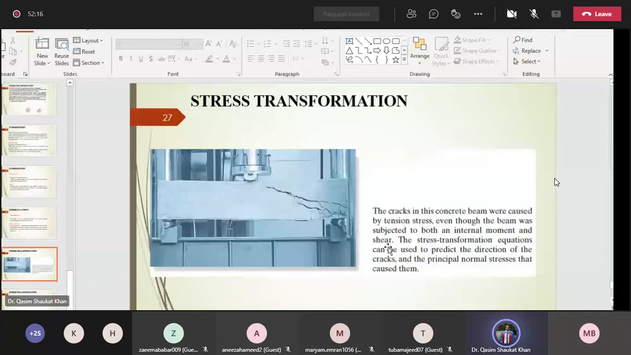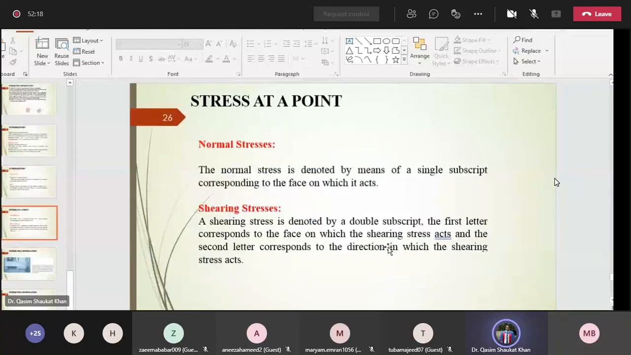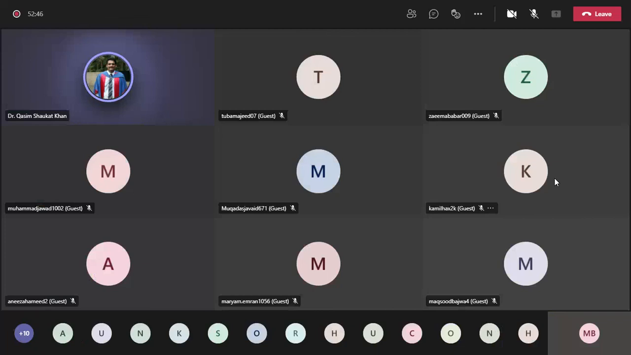Another point, which we have already studied: normal stresses are represented by a single subscript like sigma x, sigma y, sigma z. However, shear stresses are represented by a double subscript like tau xy, tau xz, tau yx, tau yz.